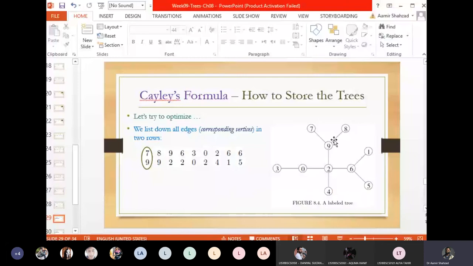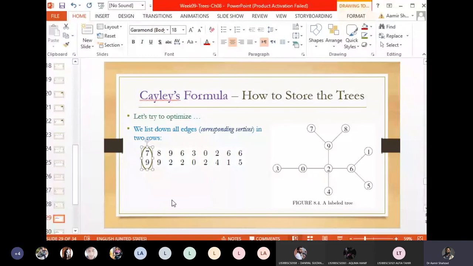Like in two rows, first row gives us one end of the edge, second row tells us the other end of the edge. For example, there is an edge between 7 and 9. So we represent it: pehli row mein 7 likhenge, dusri row mein 9 likhenge. It's like a 2 by n array. There is an edge between 8 and 9, so we represent 8 and 9. There is an edge between 9 and 2, so 9 upar rakhe, 2 niche rakhe. There is an edge between 6 and 2, 6, 2 aa gaya. There is an edge between 3 and 0, between 0 and 2, between 2 and 4, between 6 and 1, between 6 and 5. So we list down all these edges.